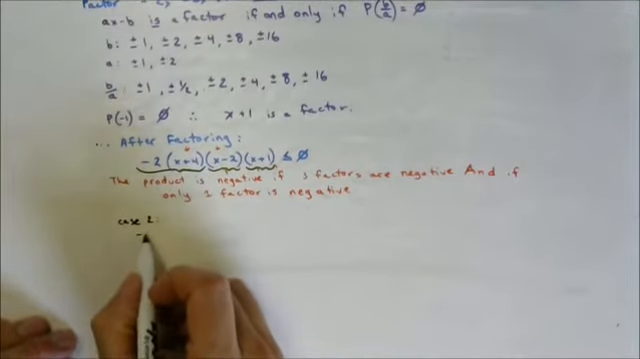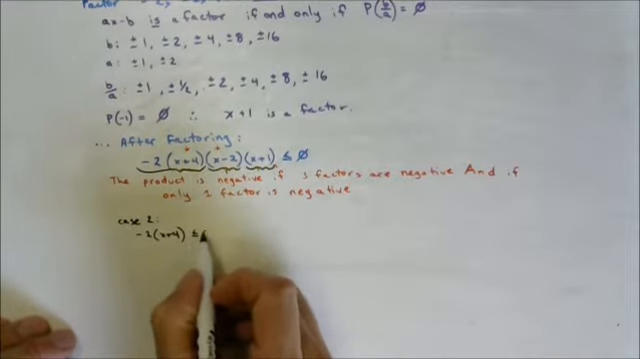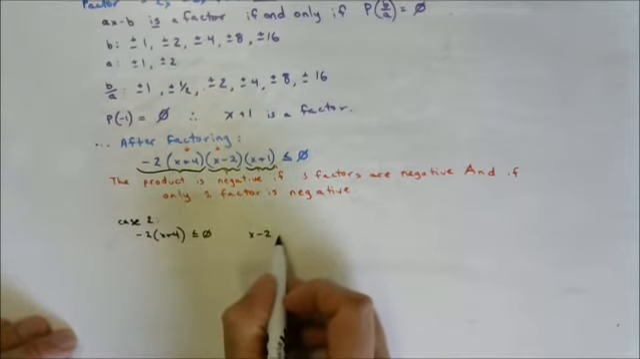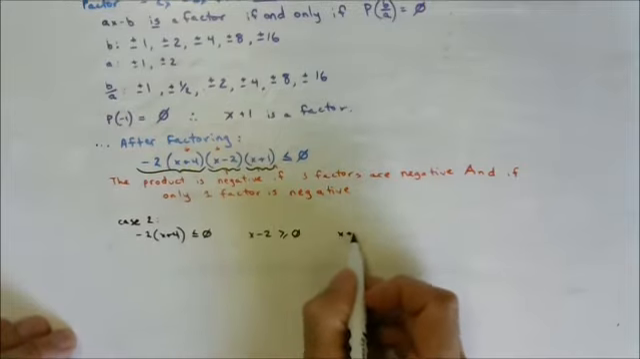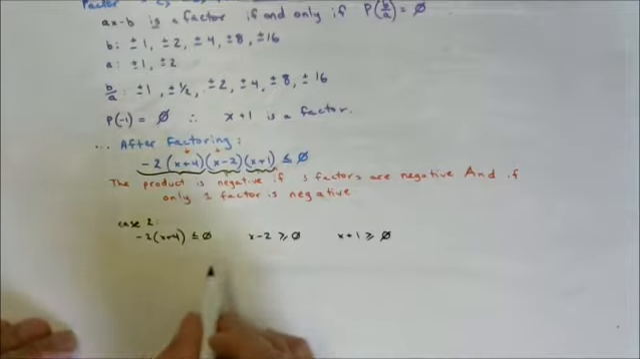We've got -2 times x plus 4. Let's make that one negative, less than or equal to 0. And then the other 2 have to be simultaneously positive, greater than 0. Okay, so we would solve each of those inequalities.